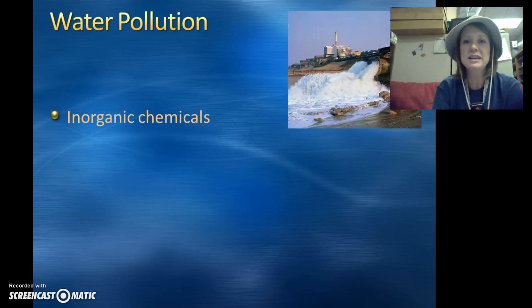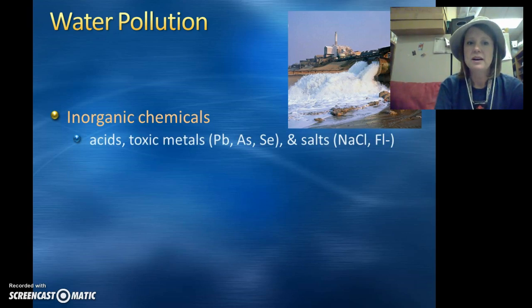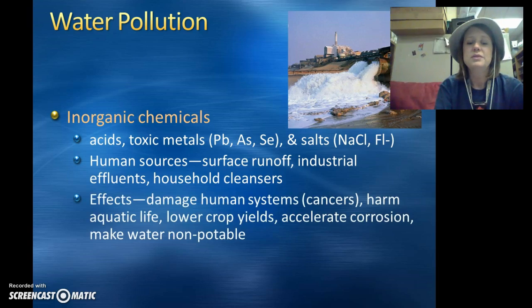All right, our third type are the inorganic chemicals. This is the stuff that is non-living. So acids, heavy metals, salts, things like that are found in the water. A lot of this comes from surface runoff from our roads or industrial areas, household cleansers. These are the types of things that can harm the human body.